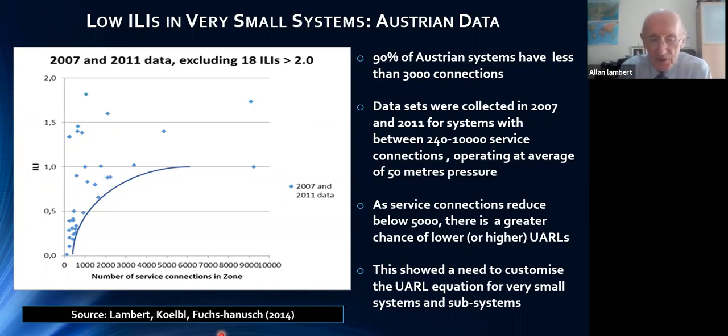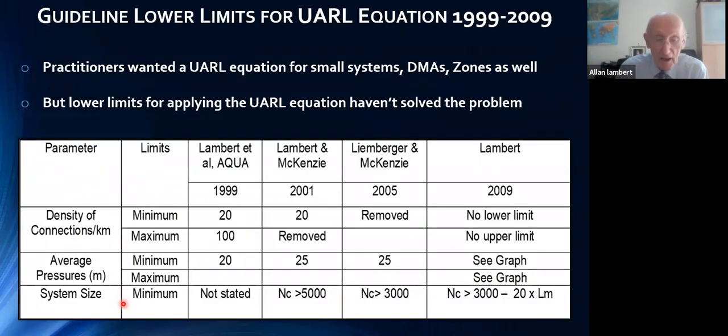So this small system data at an average of 50 meters pressure confirms, with other similar data, that further understanding of relationships between UARL and small system size was urgently needed. Next, please, Kate. As the UARL and ILI concept became increasingly popular, many leakage practitioners wish to use it for analysis of leakage in smaller systems, including zones within larger utilities, DMAs, and small standalone systems like the ones in Austria.